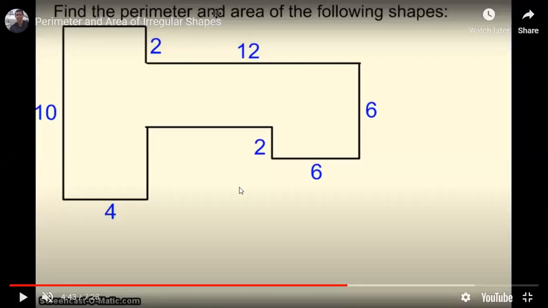We have a figure like this. How will we calculate the missing part here? This part, it will be equal how many? This part.